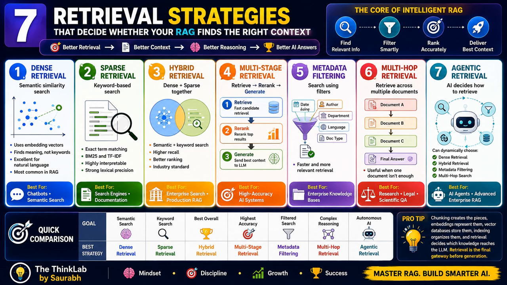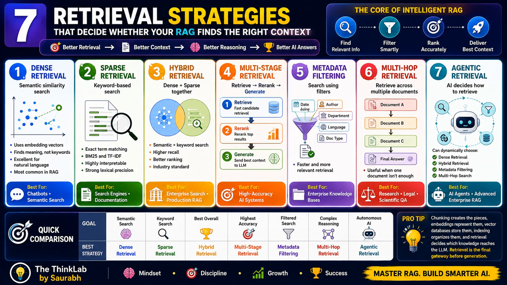Let's quickly summarize this video. Dense retrieval is for understanding meaning. Sparse retrieval focuses on keywords. Hybrid retrieval combines semantic search and keyword search. Multi-stage retrieval retrieves first and re-ranks later. Metadata filtering searches using document attributes. Multi-hop retrieval combines knowledge from multiple sources. Agentic retrieval intelligently selects the best retrieval strategy.